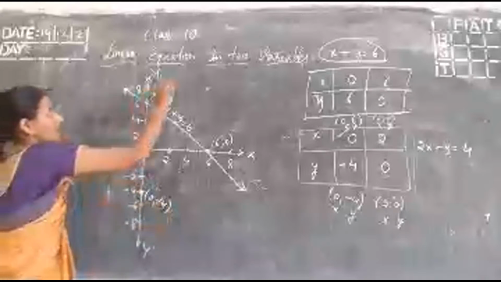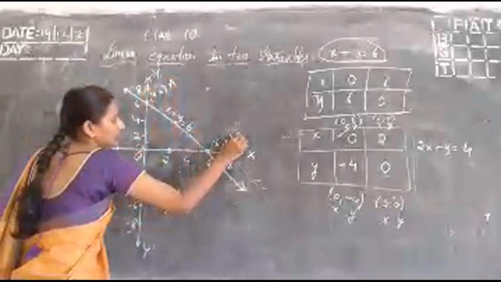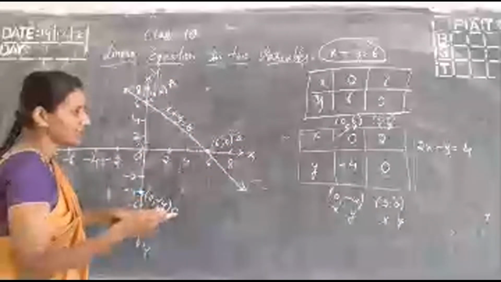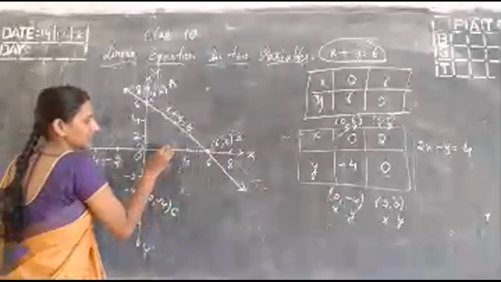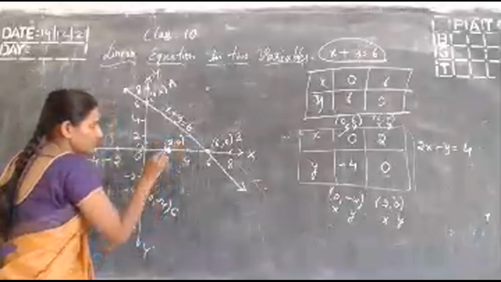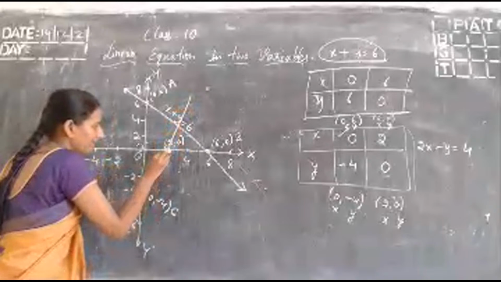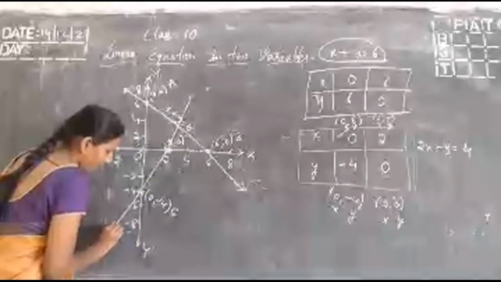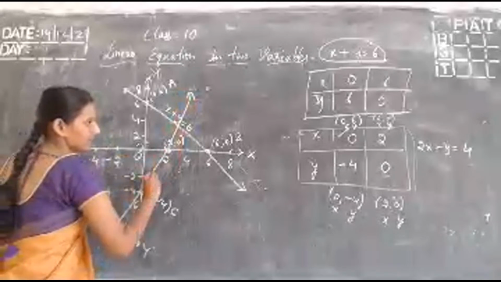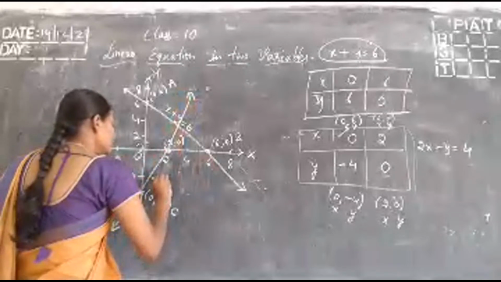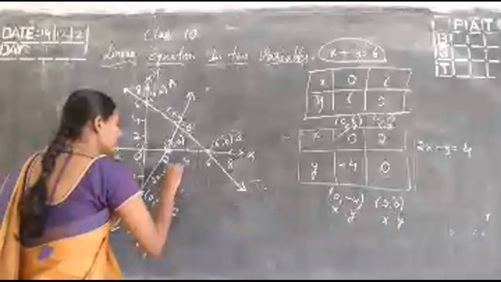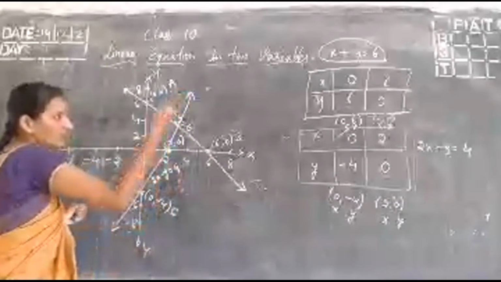You can take this point as A and B and C. Another point is 2, 0. It comes on the x-axis. So draw a straight line here. Join these 2 points. This represents which equation? 2x minus y is equal to 4.